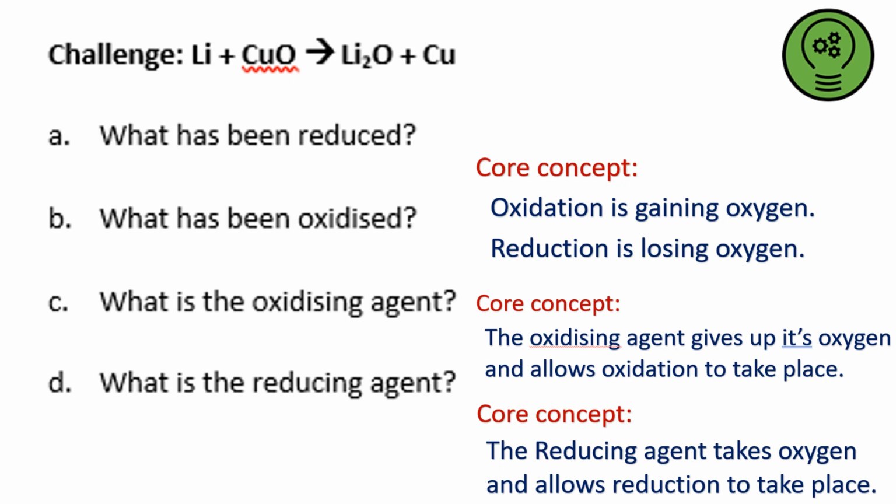Okay, so what has been reduced here? Well, it would be the CuO, that's the copper oxide. Okay, what's been oxidized? What has gained oxygen? That would be the lithium, Li. What is the oxidizing agent? So that is giving up oxygen. Well, again, that's the copper oxide. And what's the reducing agent? Well, that is the lithium.